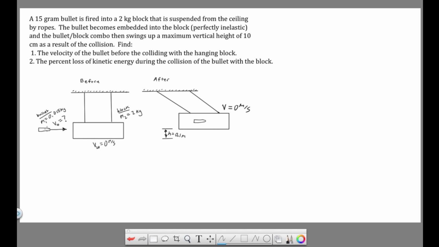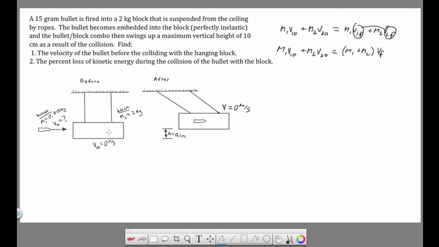So since we have a collision, the bullet collides with this block, we're going to be using conservation of momentum. So m1 v1 initial, the initial momentum of object 1, plus m2 v2 initial, that's the initial momentum of object 2, is going to equal m1 v1 final plus m2 v2 final. But because the two objects stick together in the collision, these velocities are the same. So what we can do is factor out these velocities, so I'm going to rewrite the whole thing: m1 v1 initial plus m2 v2 initial equals (m1 plus m2) v final.